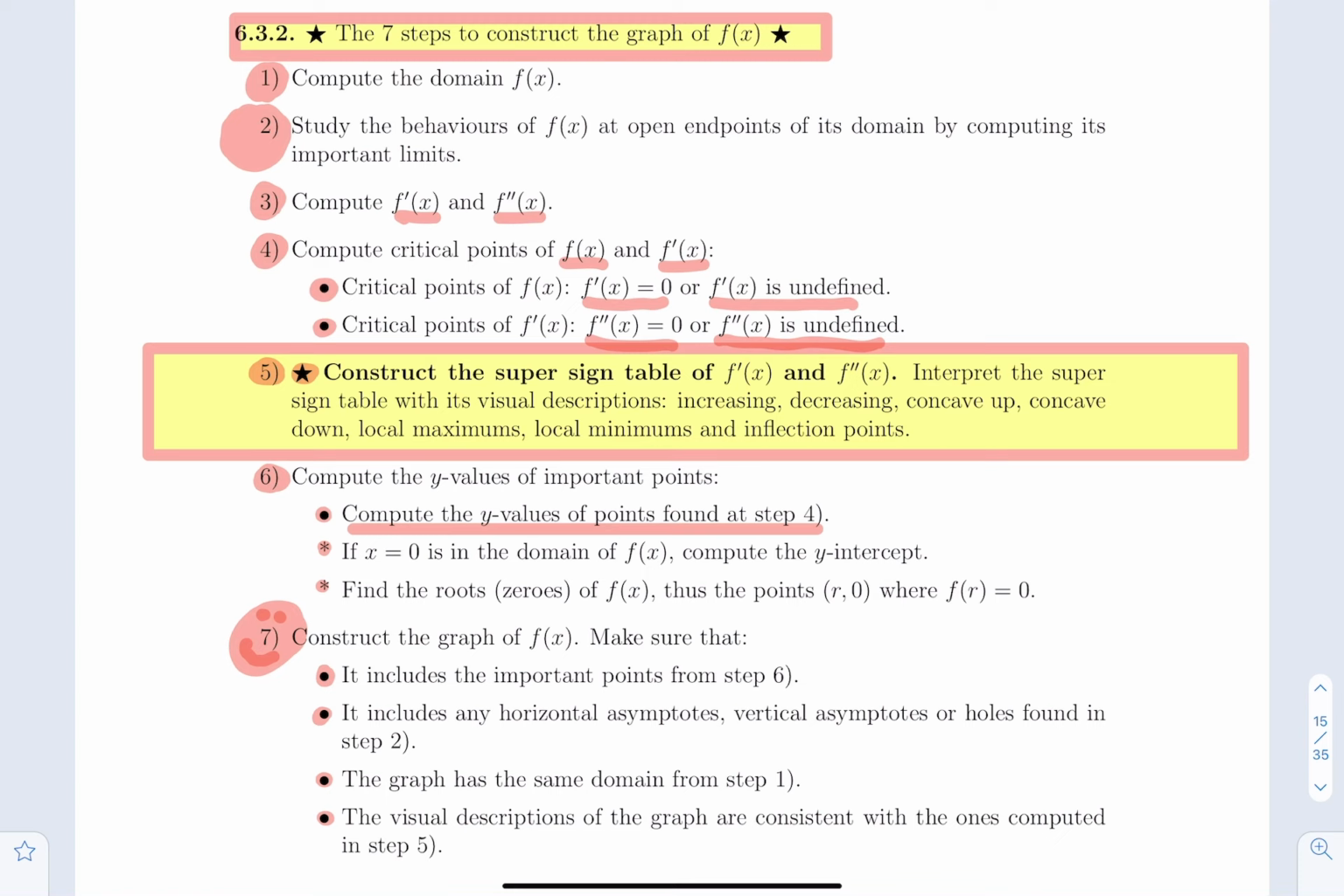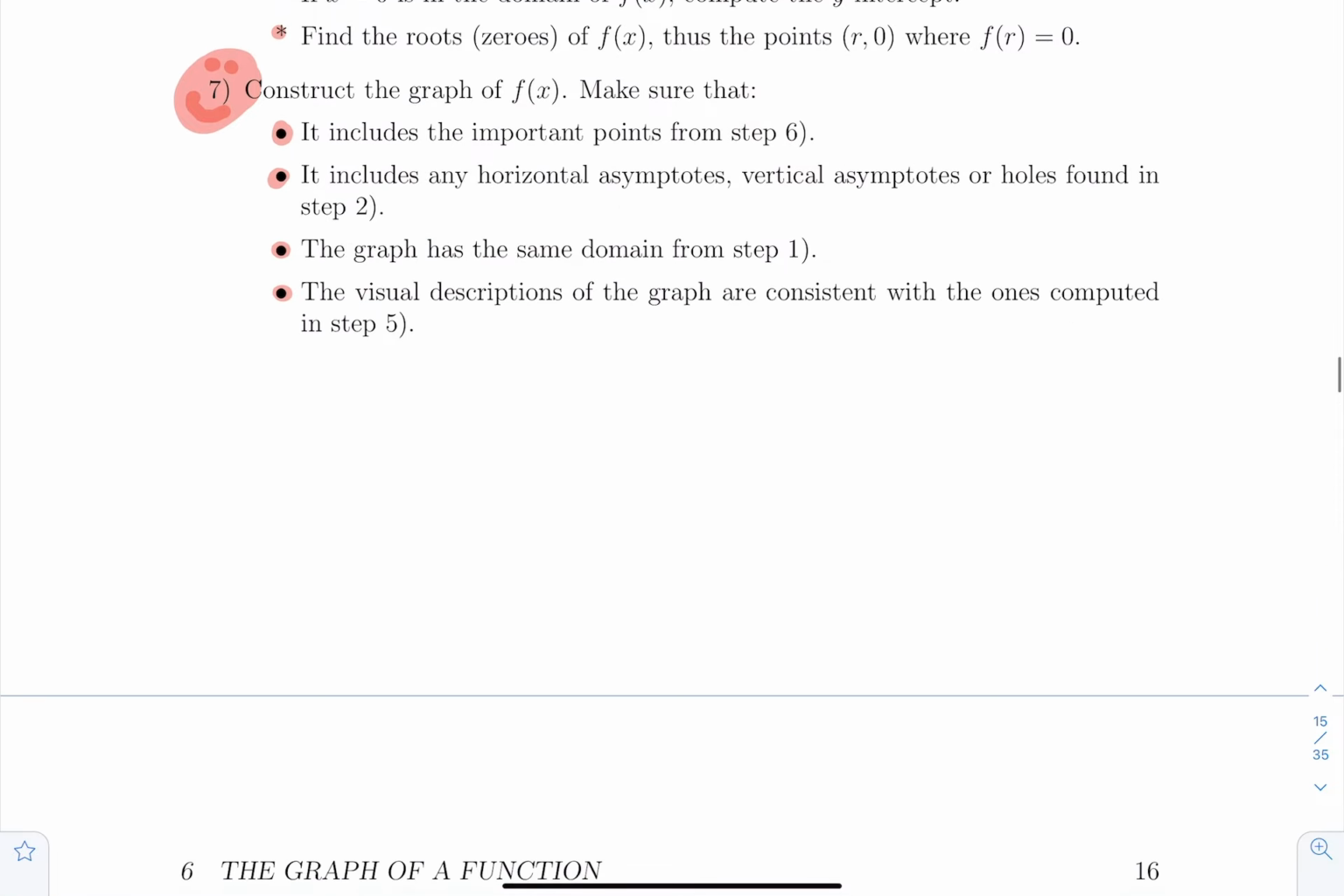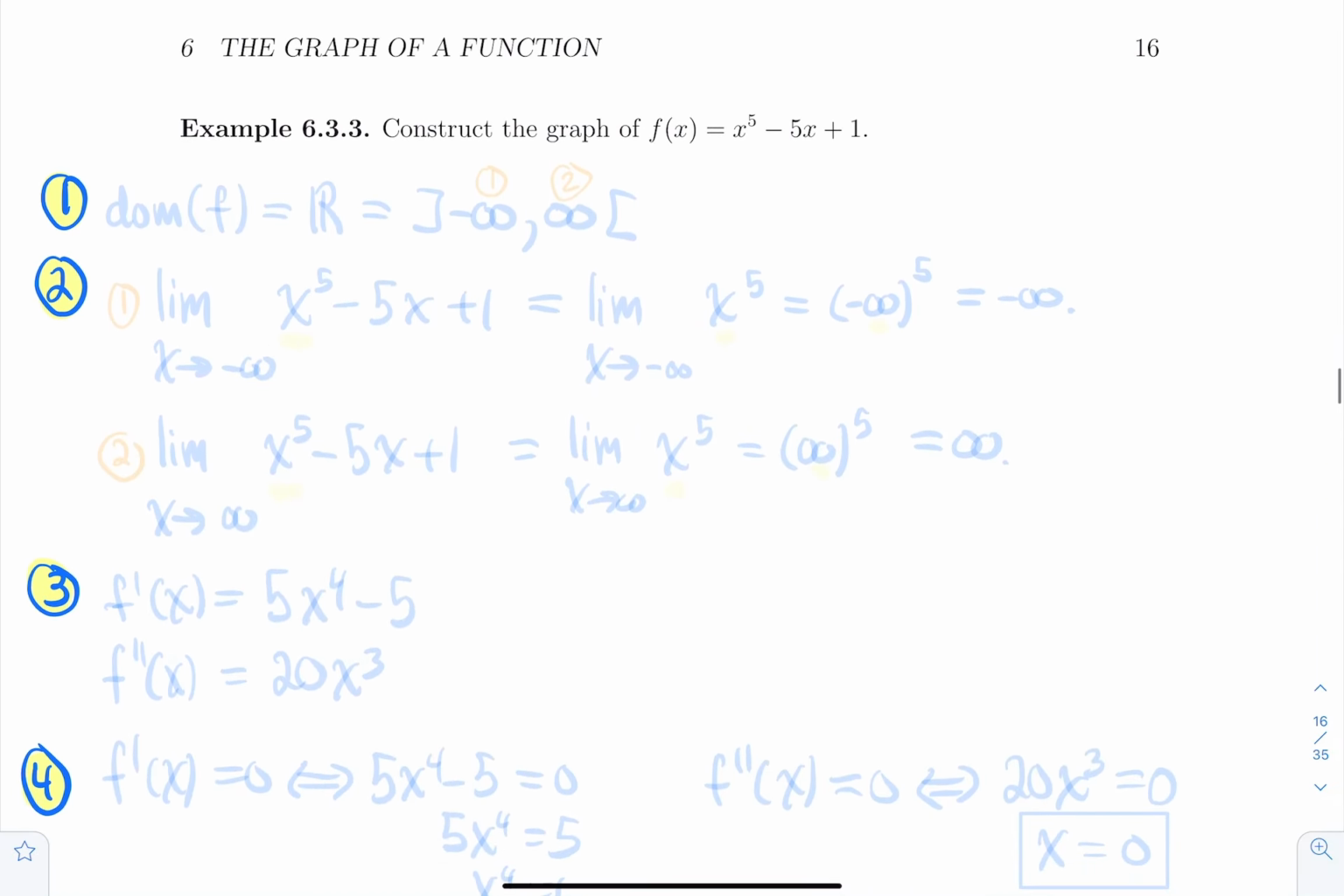All right, so now that I've gone through those steps, let's do an example where we're going to construct the graph of a function. So here we go. First example, let's construct a graph of the function x^5 minus 5x plus 1. So this is a nice polynomial, no division, no square roots or even roots, no logarithmic term. So for this function, the first step, the domain is, poof, it's everything. So the domain is R, or the interval from minus infinity to infinity. So this means, of course, that there's two open endpoints. There's plus infinity and minus infinity. So there's two limits to set up and compute.